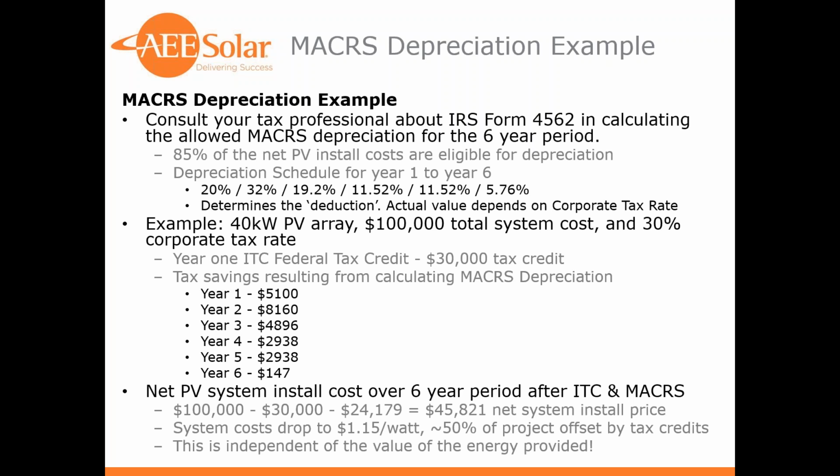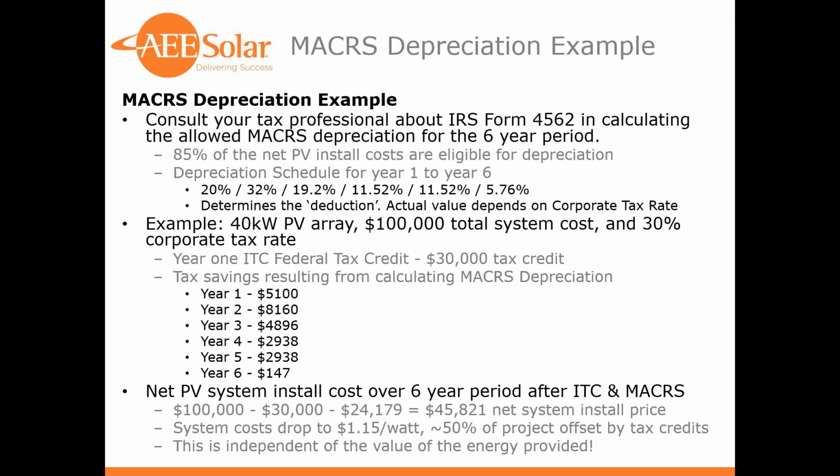So let's take, for example, a 40 kW PV array with a $100,000 total system cost and a 30% corporate tax rate. Year 1, of course, he gets his 30% tax credit, so he gets a $30,000 tax credit. Then the tax savings resulting from calculating the depreciation goes as follows on the table there. So overall, the net PV system cost over his 6-year period, after you consider both the ITC and MACRS depreciation, we started with a system cost of $100,000. He got a 30% tax credit for $30,000. Over the 5-year period, we totaled $24,000 in MACRS depreciation tax credits.